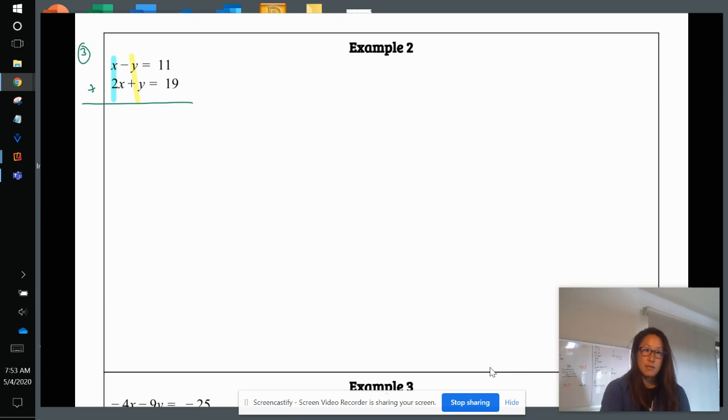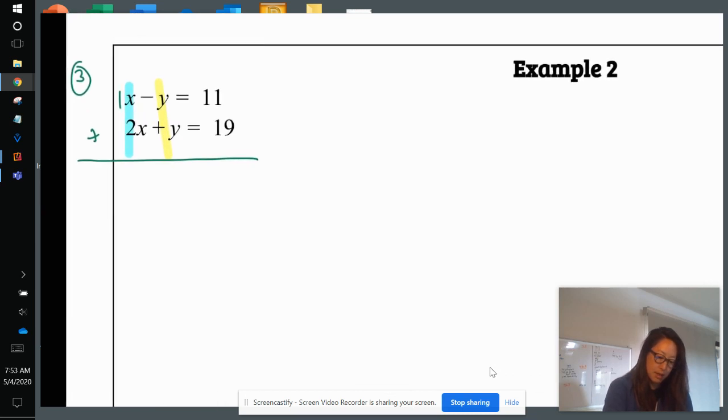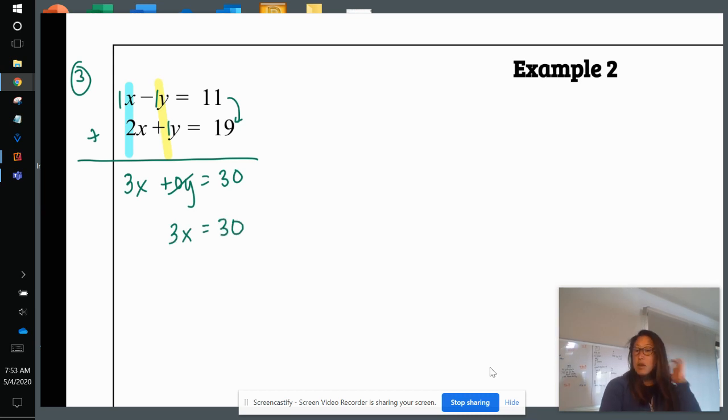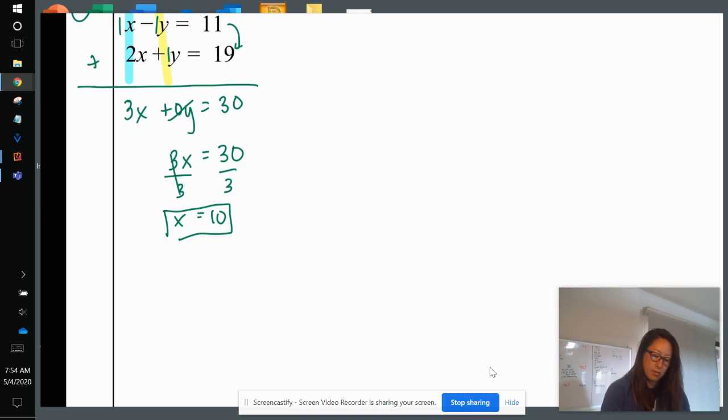This is step 3. So I get 1x plus 2x gives me 3x. Minus 1y plus 1y gives me 0y. And then 11 plus 19 gives me not 20, but 30. Okay, so I'm going to rewrite this. This is 3x is equal to 30. This time we eliminated y so that we can solve for our x first. I'm going to divide by 3 to get 1x, and that gives me 10. All right, that's my first variable.